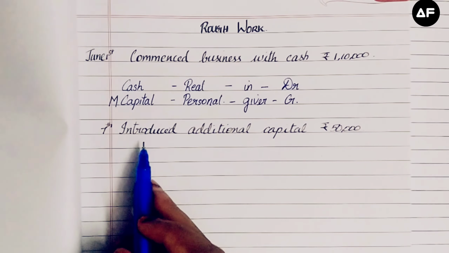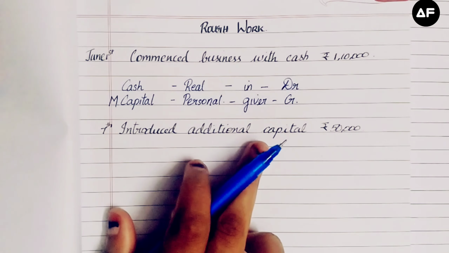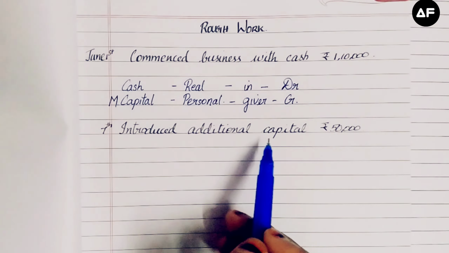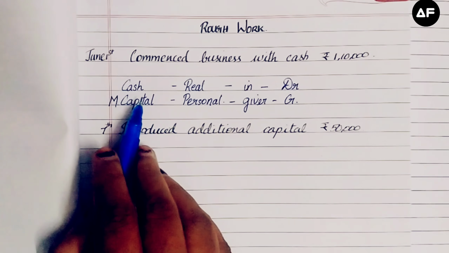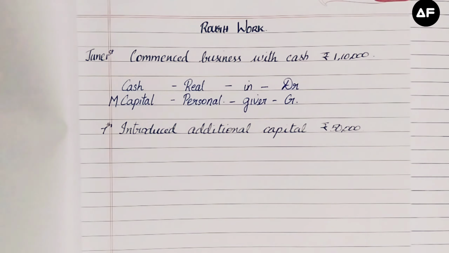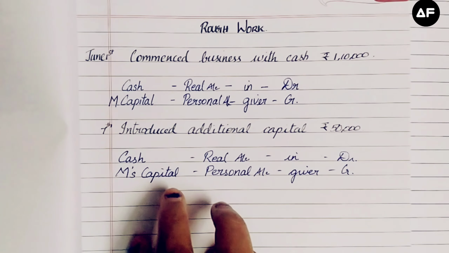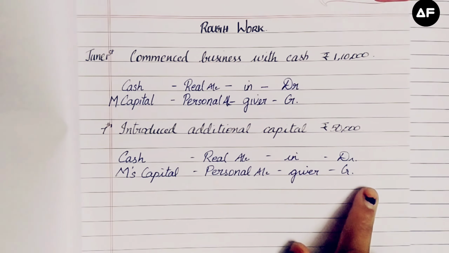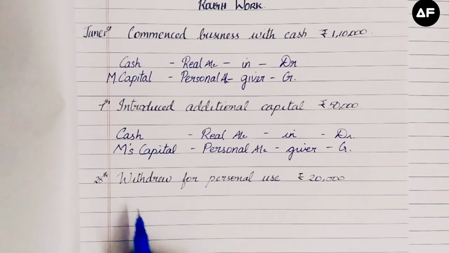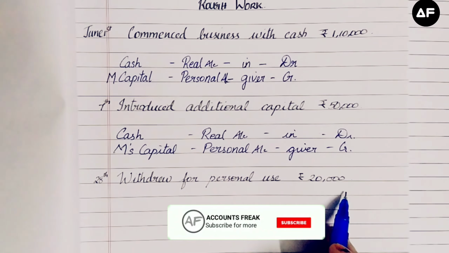Next transaction is introduced additional capital of rupees 50,000. This is more or less the same as the previous transaction. Cash is coming inside in the form of capital which is given by Mohit. Therefore, the same is going to be done over here. The entry is going to be cash account debtor to Mohit's capital account in the credit.